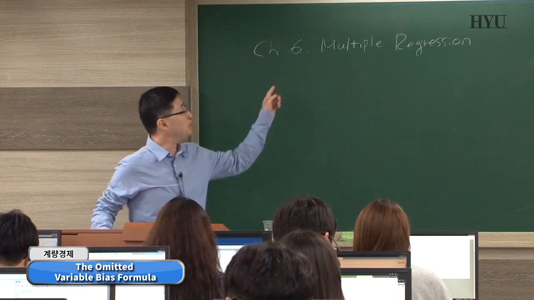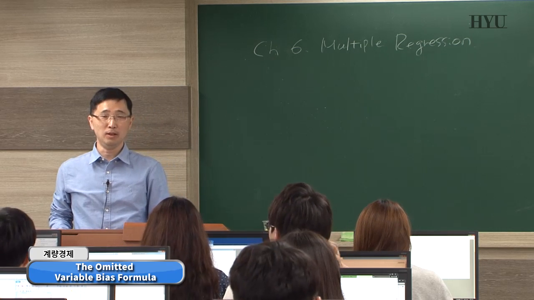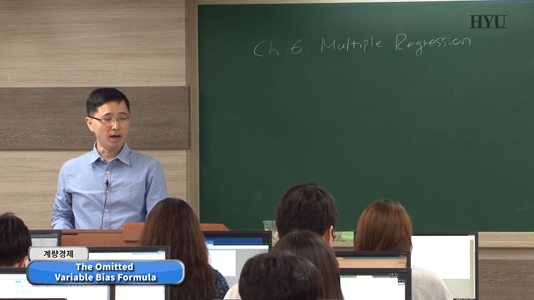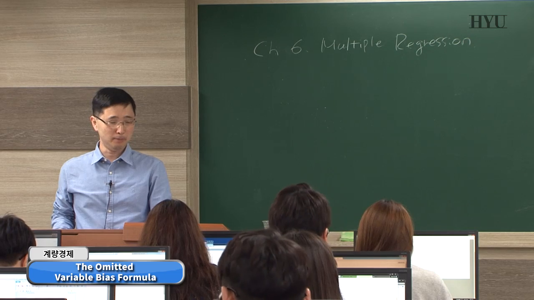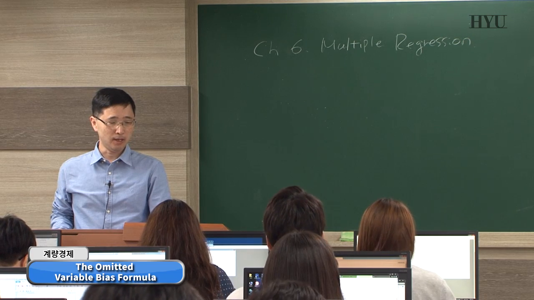Okay? Multiple means that you have more than one independent variable. So why do we need more than one independent variable? Why do we like to have more?